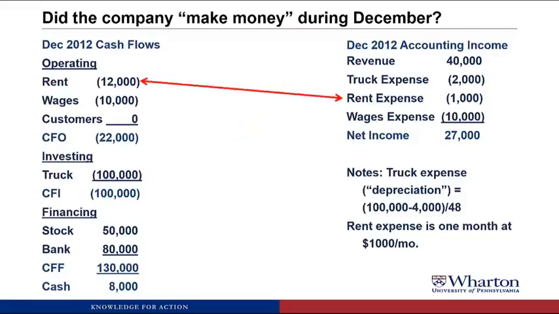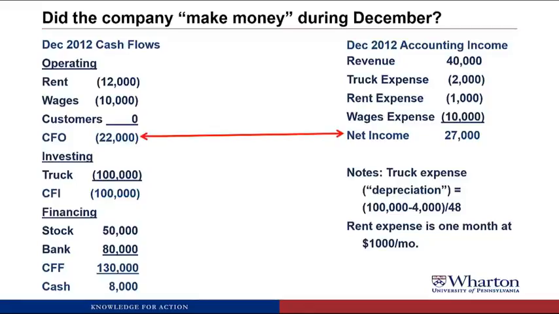Rent expense. The cash flow tells you how much cash you spent for rent. The rent expense tells you how much was actually used up this month. Sometimes the cash flow and the expense are the same, but you're really getting two different pictures. Cash flow from operations, negative $22,000, says this month you actually spent more cash than had come in.